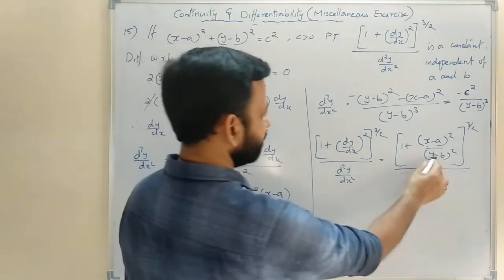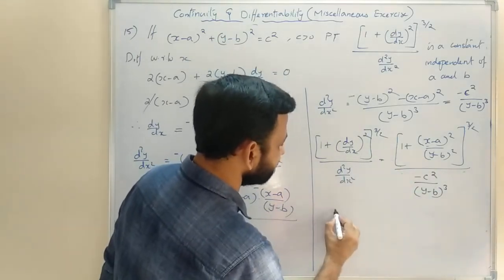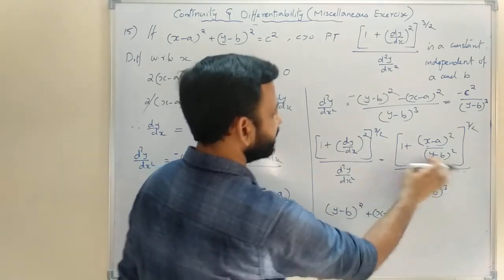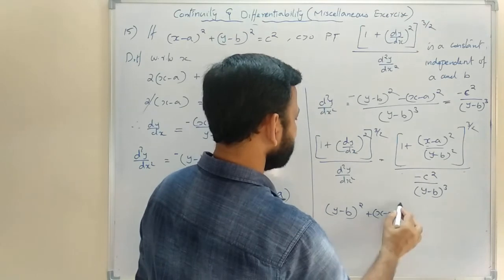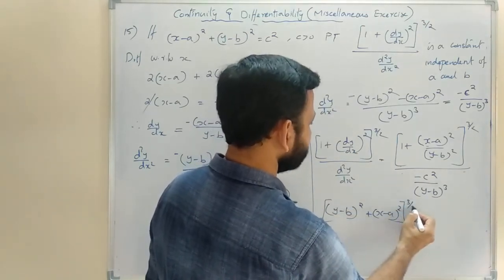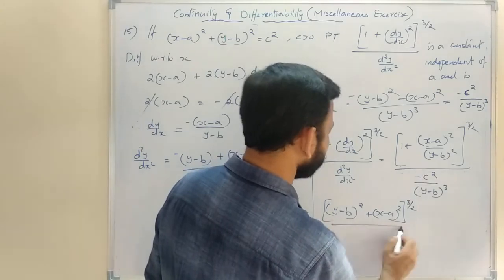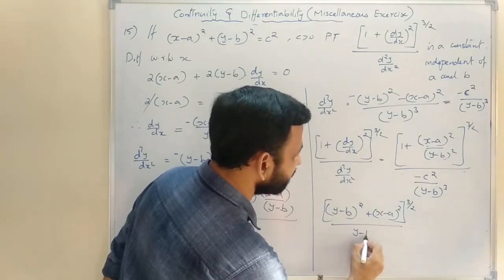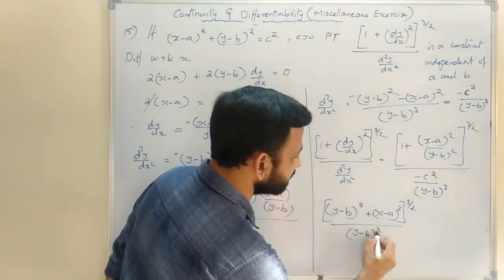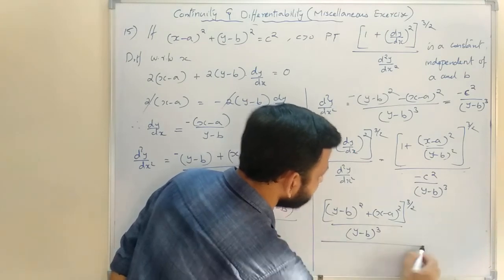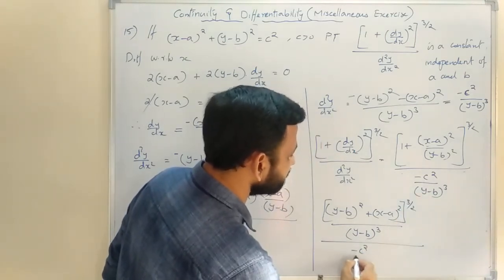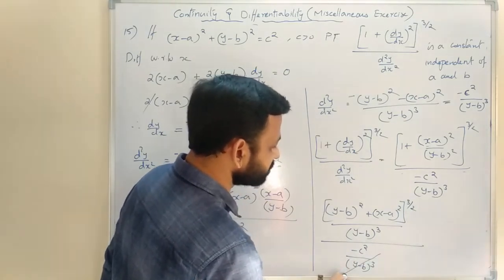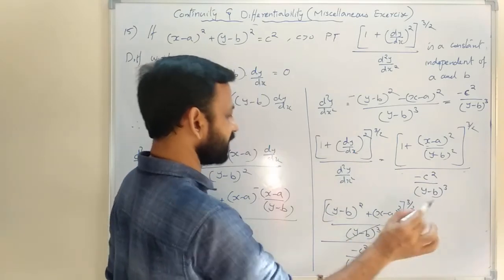Now we can simplify. We will take LCM. When we take LCM, we will get (y minus b) whole square plus (x minus a) whole square raised to the power 3 by 2, that is the numerator, and here divided by (y minus b) whole square raised to the power 3 by 2. 2 and 2 cancelled. So we will get (y minus b) raised to the power 3 divided by minus c square upon (y minus b) raised to the power 3. So (y minus b) raised to the power 3 and (y minus b) raised to the power 3 cancelled.